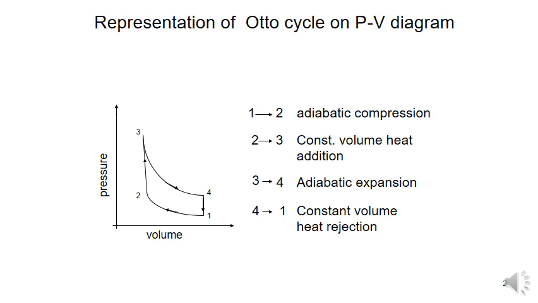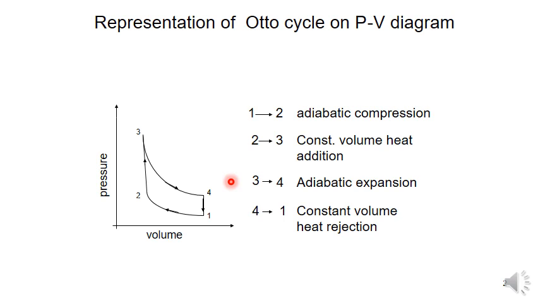1 to 2 adiabatic compression, 2 to 3 constant volume heat addition, 3 to 4 adiabatic expansion, 4 to 1 constant volume heat rejection. This Otto cycle is used for SI engines, and this cycle is also called a constant volume process because heat is supplied at constant volume. This is the basic cycle on which the petrol and gas engines work. So the sequence of the operations are adiabatic compression, constant volume heat addition, adiabatic expansion, and constant volume heat rejection.